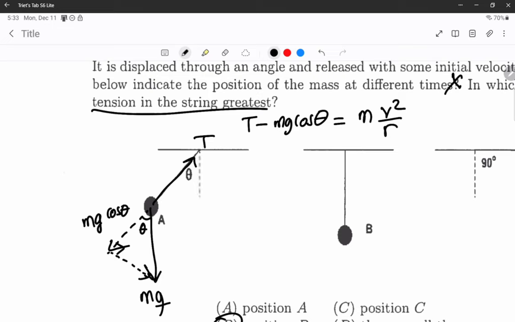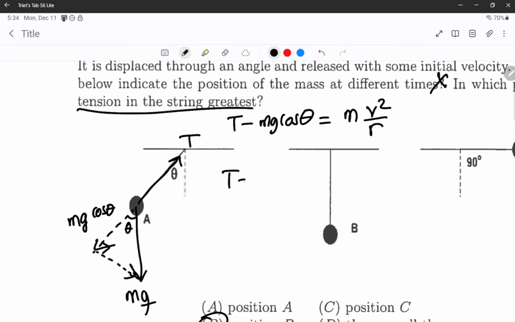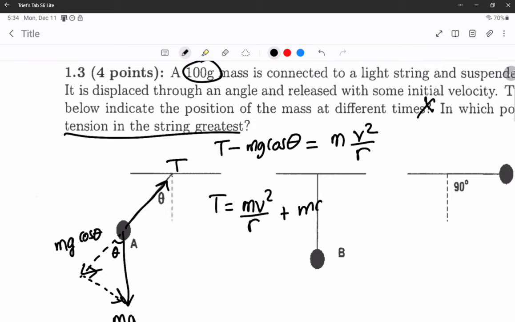This is the formula for centripetal force. And so this v squared over r is going to give you the centripetal acceleration. So with this one, you can calculate T from this. So T is going to be mv squared over r plus mg cosine theta, right?